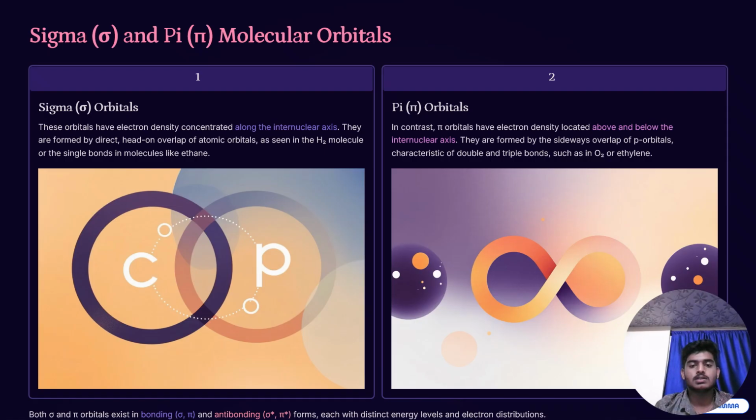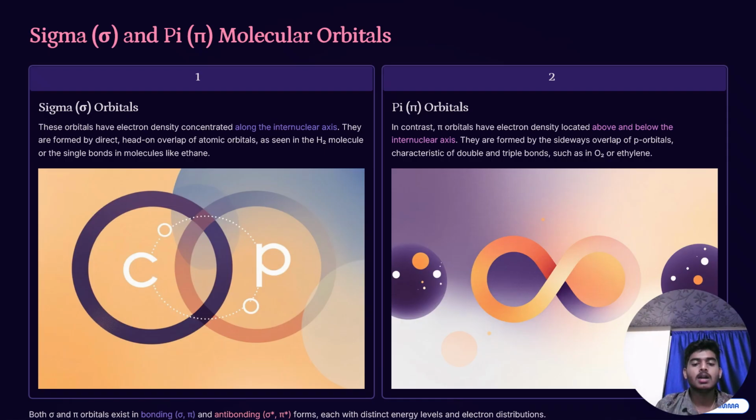Sigma and pi orbitals. Sigma orbitals. Electron density is concentrated along the internuclear axis, formed by direct head-on overlap of atomic orbitals. Examples include the H2 molecule or single bonds in molecules like ethane. Pi orbitals. Electron density is located above and below the internuclear axis, formed by the sideways overlap of p orbitals. Examples include double and triple bonds such as in O2 or ethylene.